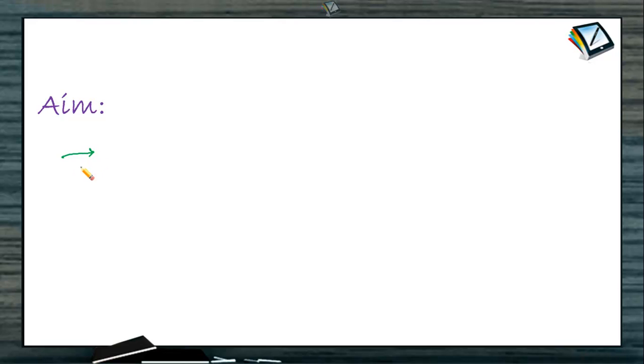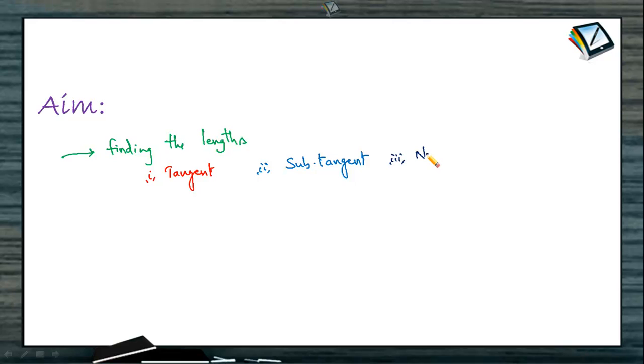Now here we'll be finding the lengths of four different quantities. First we'll try to find the length of tangent, then we'll find the length of something called subtangent, then we'll find the length of normal, and we'll also find the length of subnormal.